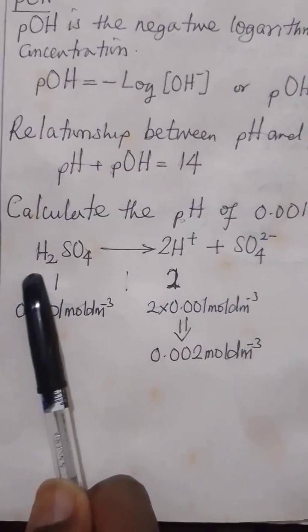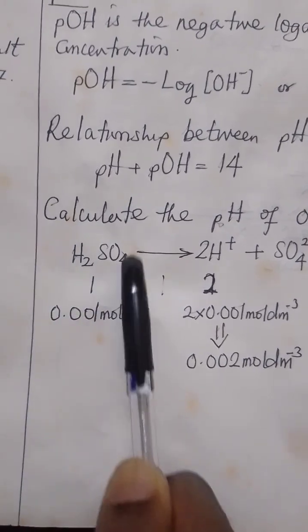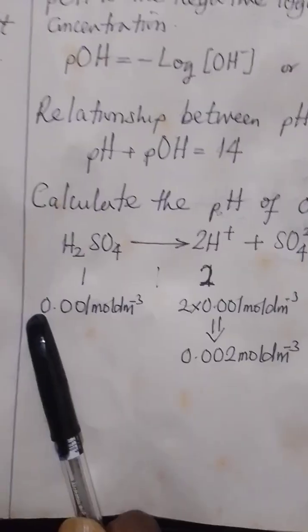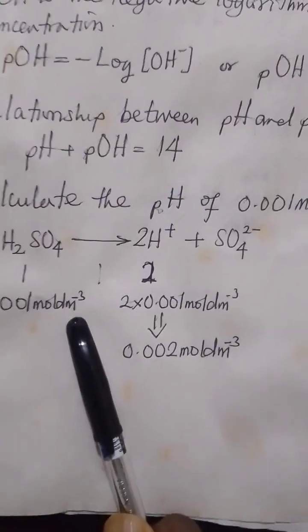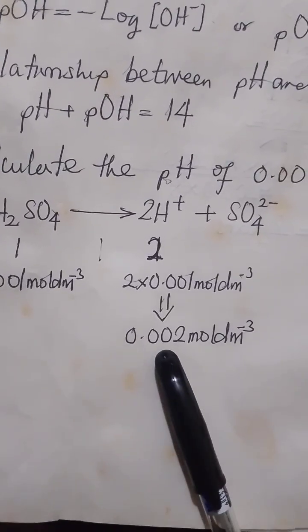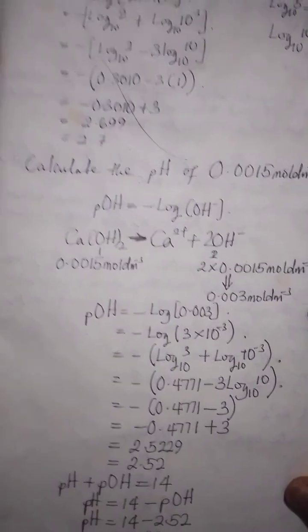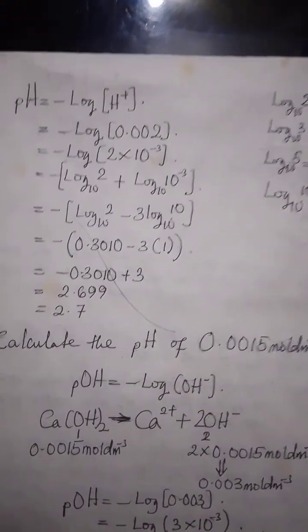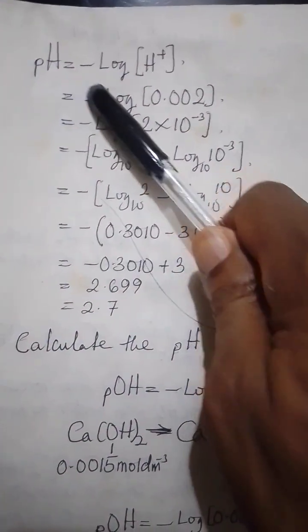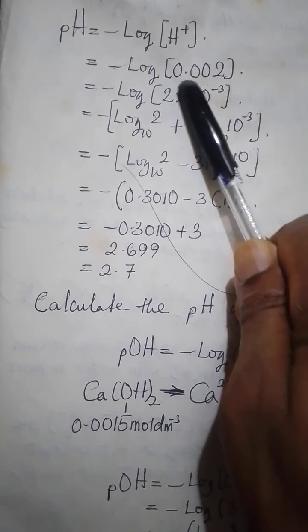So it means that the acid here compared to the hydrogen ion is ratio 1 to 2. So if the concentration of acid given is 0.001 mole per dm cube, it means the concentration of hydrogen ion will be 2 times what is given here, which will be 0.002 mole per dm cube. Okay, so you quote the formula now. pH is negative logarithm of H plus. Of course, we have 0.002.